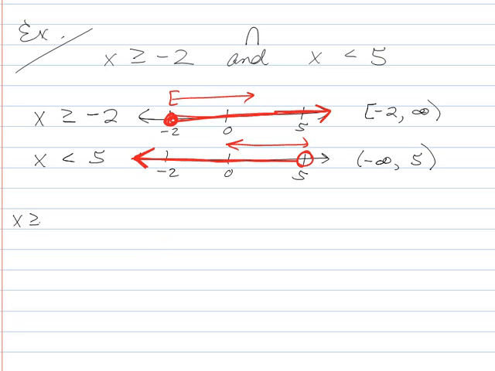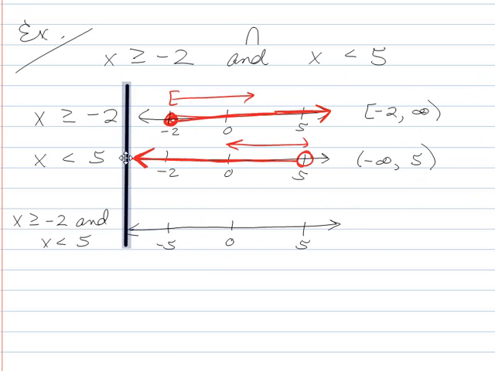Now, if I want to say that X is greater than or equal to negative 2, and X is less than 5, that means I have to be able to satisfy both of their conditions. So I want to think about where they intersect. And means intersect. I have to have this, and I have to have this. The only way I can meet these is to find where these intersect.